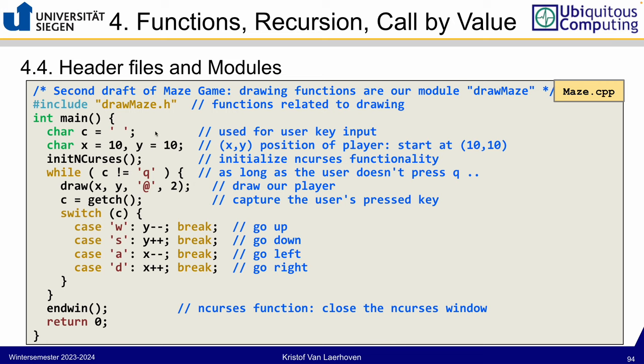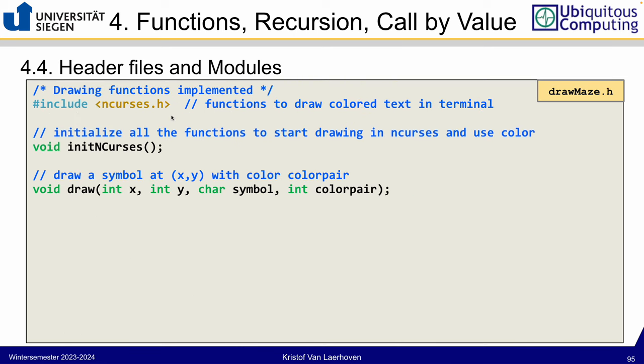But we don't have any implementation, remember that. And that is a bit weird at this point, because there is no drawMaze.cpp at all here or here. But we are going to create that CPP file. So this.